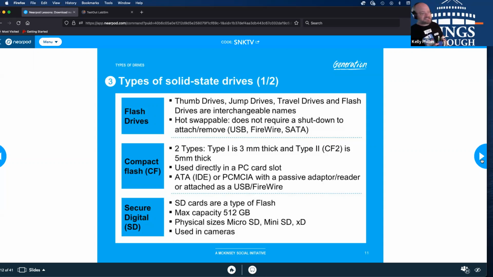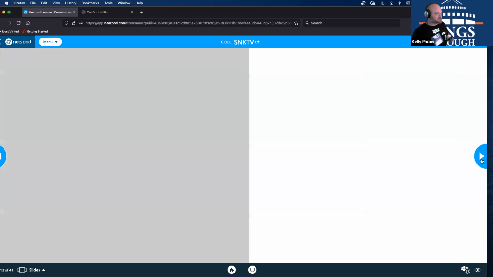And then you have the SD cards. For those of you in the Android family, you know what these are. We have the little micro SDs that you stick in the side of your phone, and it gives you a bunch of extra memory. So this is also a type of flash. Historically speaking, it was more used in cameras and stuff like that, but now we use them for a much bigger variety of stuff. Max capacity is roughly about 512 gigabytes, and they have a variety of form factors, which we have a picture for coming up.